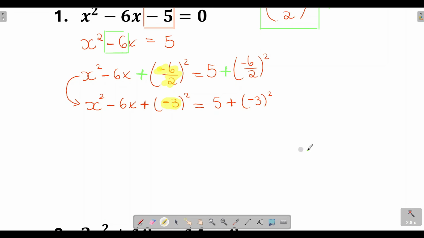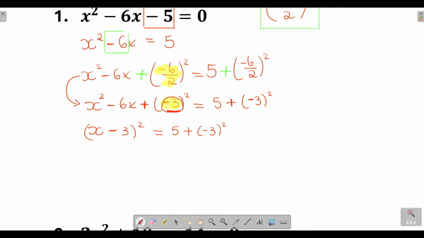so that you now see what's happening. Now remember, on the left hand side, guys, we want it to be in the form of x plus or minus b over 2, all squared. So in this case, we take your x, and this is what we're going to focus on. This is a negative 3, so we write it as (x minus 3) all squared, which is equal to 5 plus negative 3 all squared.